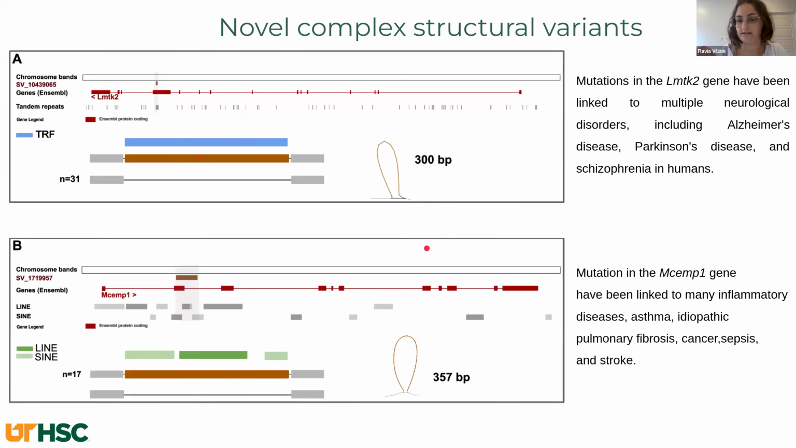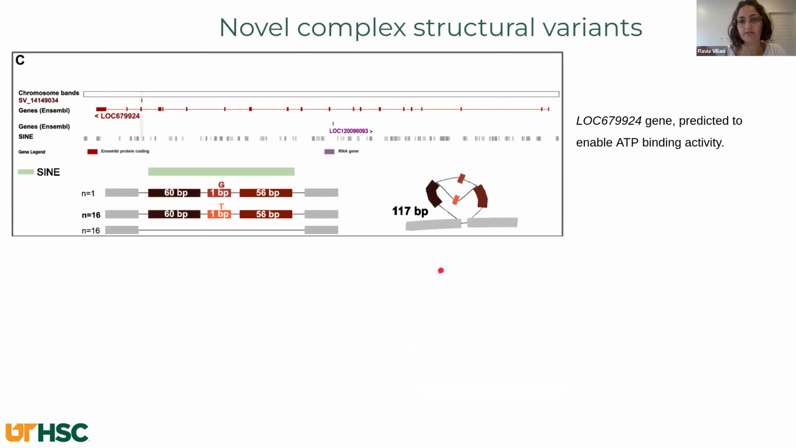This is instead another example. Here you can see this is an insertion present in this number of samples, and you can see that it is following LINE elements, and in this gene that seems to have been linked to many inflammatory diseases. These are 2 easy structural variants, but what we saw that is really nice is, for example, this structural variation.